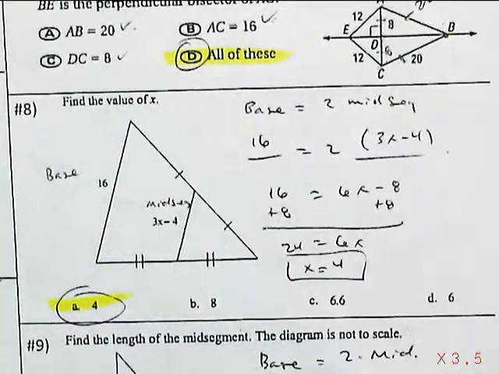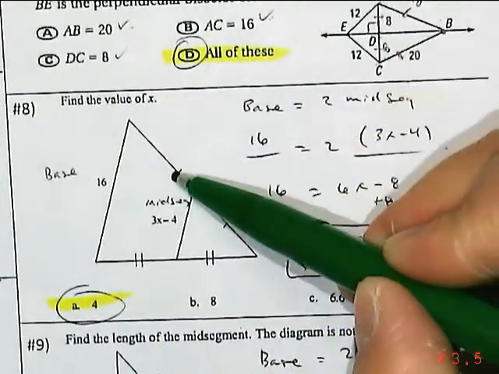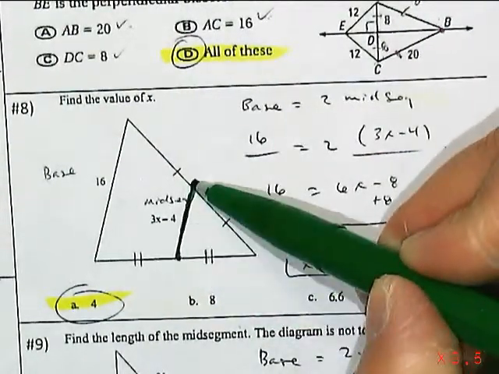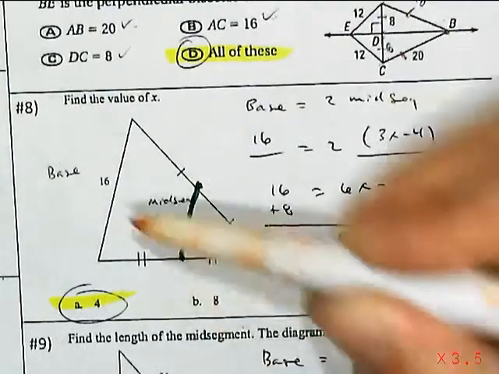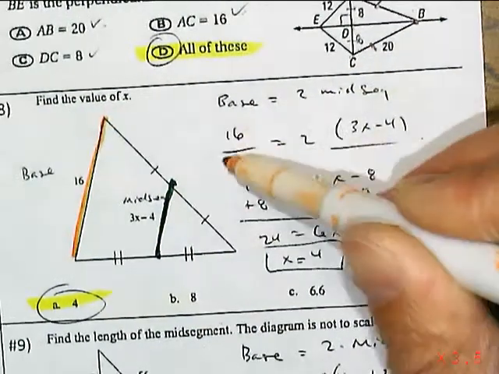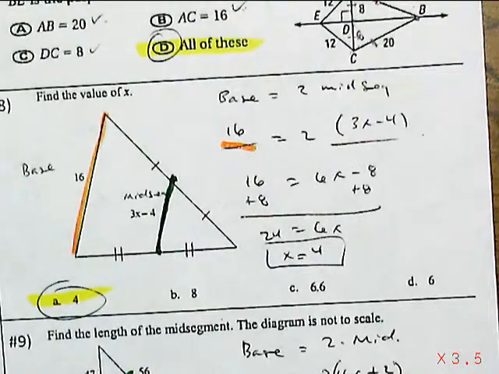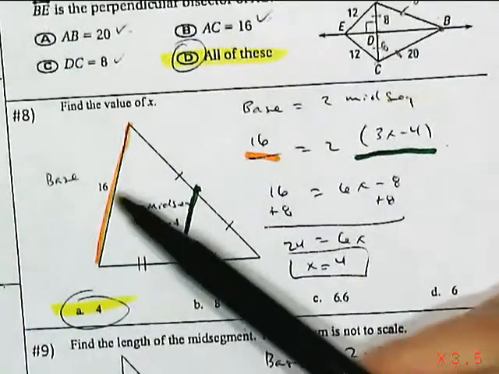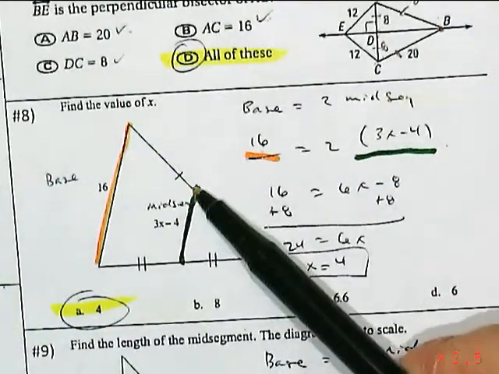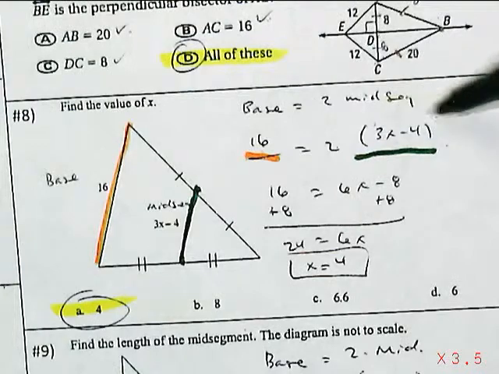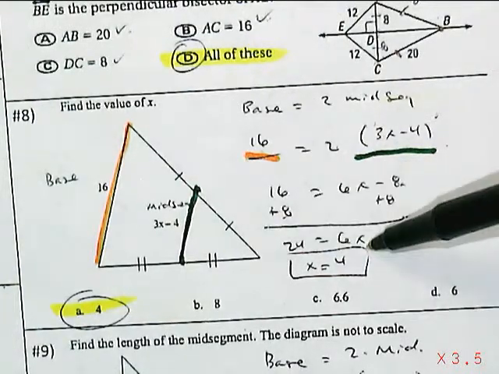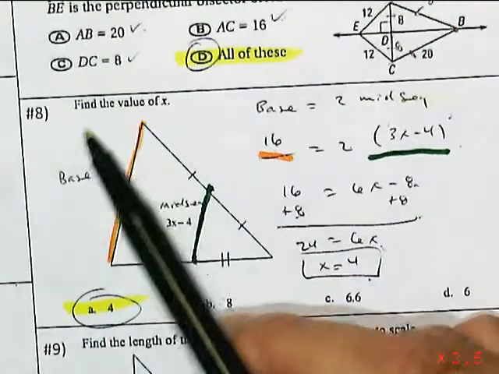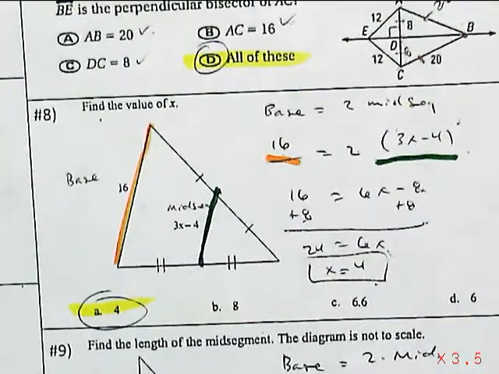Find the value of x. This is a midpoint on this side, this is a midpoint, therefore this here in green is my midsegment, and in orange that is my base. My equation is base is equal to 2 times the midsegment. My base is 16, and my midsegment is 3x minus 4. Don't forget to distribute there. Add 8 to both sides, divide by 6, x is equal to 4. Find the value of x. I found it, so choice A.